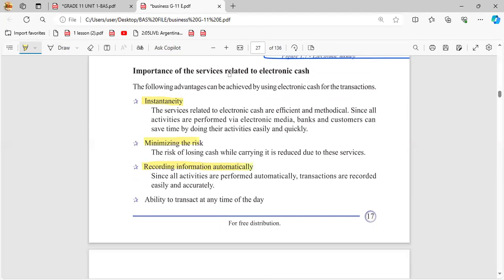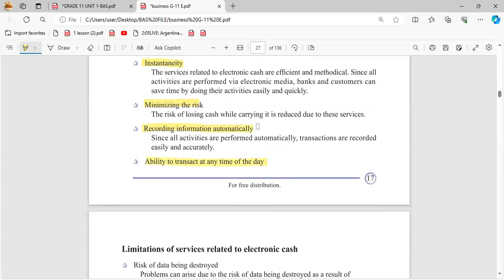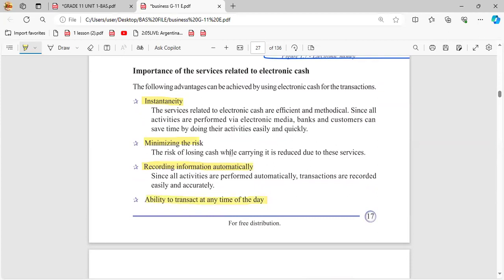That means with electronic cash, everything is recorded in your system. Ability to transact at any time, right? The bank closes at 3. But if you have electronic options, what can you do? You can transact even at midnight, at 12, 1, 2, 3. You can do transactions at any time which is easier for you. Therefore, what are the importances that you have to write? Instantaneity, minimizing the risk, recording information, ability to transact at any time of the day. These are some of the good things, the positive side of electronic cash. Am I clear? The good side of electronic cash.